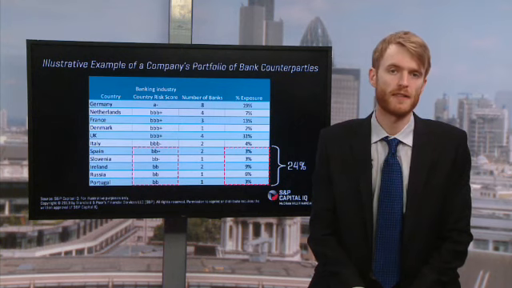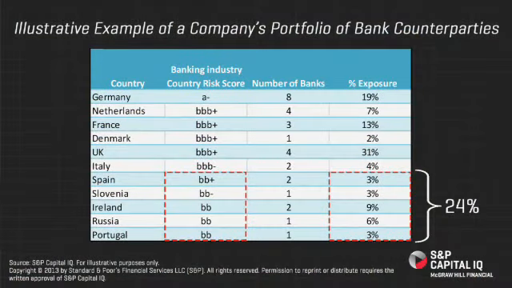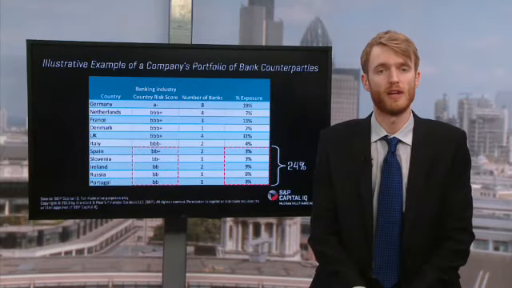For example, if we take this illustrative portfolio, the countries at the bottom have low dollar percentage exposures. But by grouping them together, it becomes apparent that 24% of this company's bank portfolio has a bank industry country risk score of BB+ or lower.